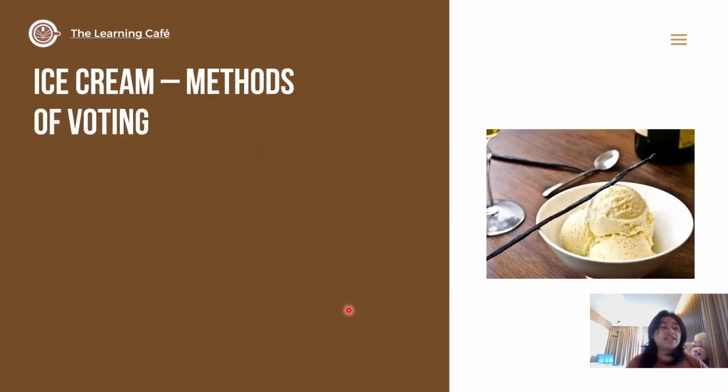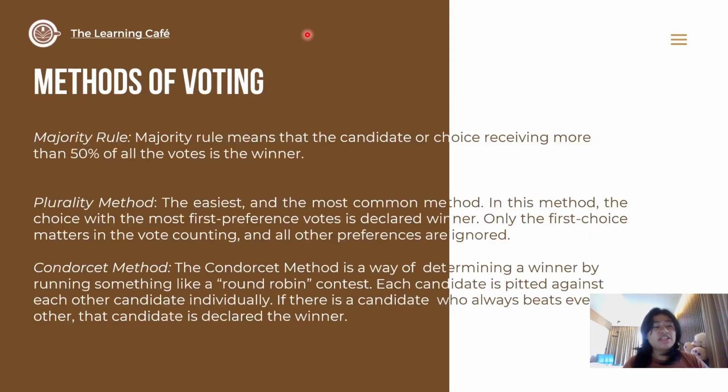Now, for the next ingredient, I'm going to present you with the ice cream, the ingredient that gives the flavor and sweetness of the drink and represents the methods of voting. First, majority rule. Majority rule means that the candidate or choice receiving more than 50% of all the votes is the winner. Next, plurality method. The easiest and the most common method. In this method, the choice with the most first preference votes is declared the winner. Only the first choice matters in this vote counting and all other preferences are ignored.